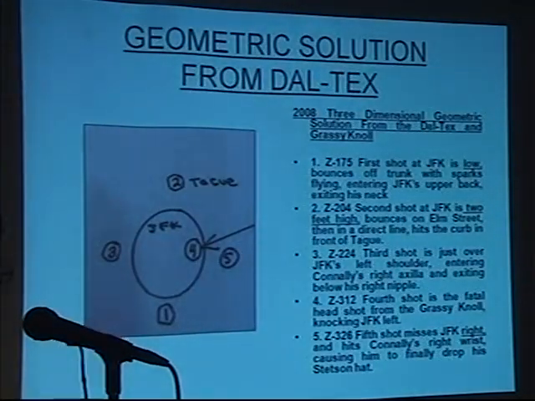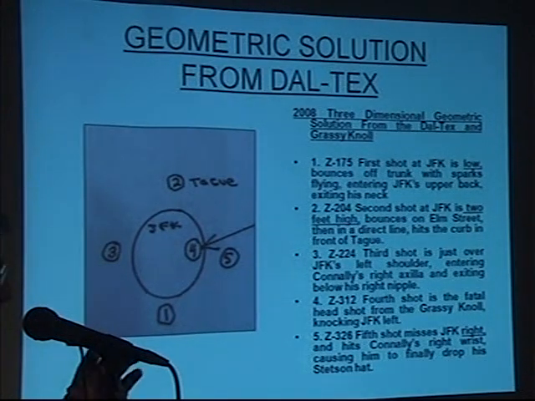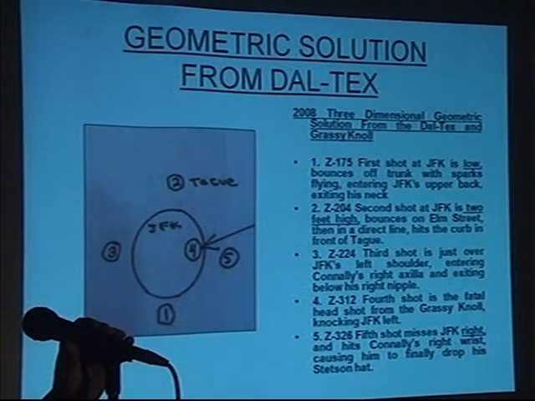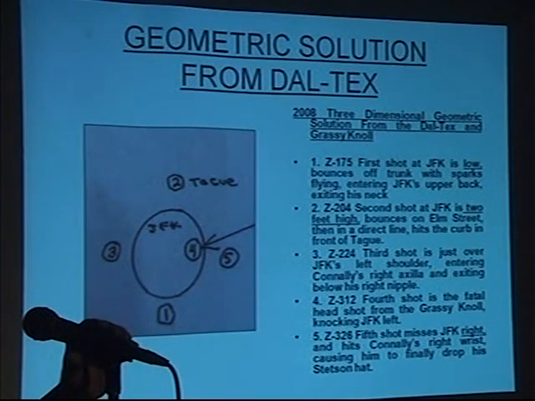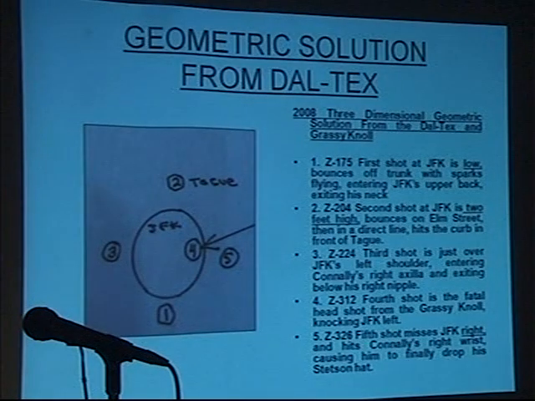What I'm proposing is the sequence as described by D.B. Thomas. The first shot, 175. The miss shot, I'm calling to Tague at 204. The Connolly shot, which a lot of people feel occurs around 224 or thereabouts, as Josiah Thompson goes into some of this as well. The head shot, and then the final shot on the acoustics is at 326, and I'm saying that's when we see Connolly drop his Stetson hat.